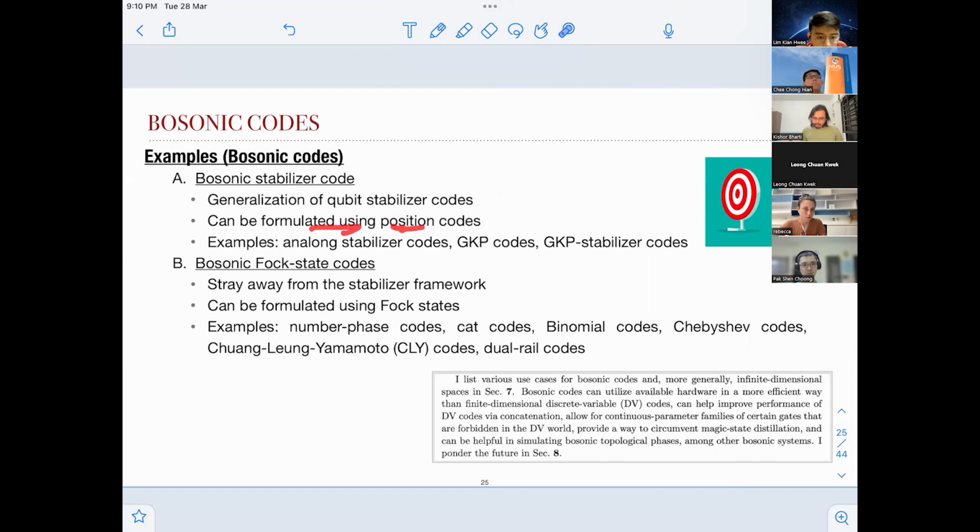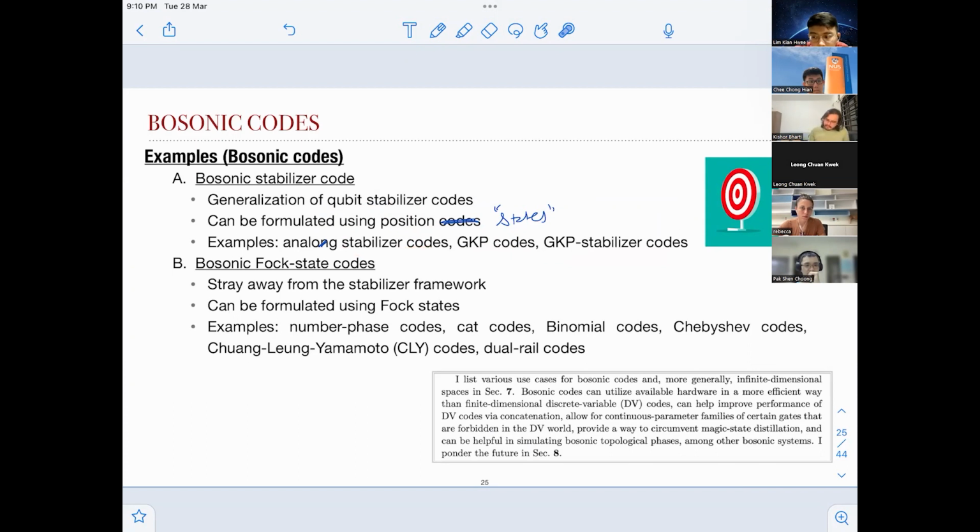This can be formulated using position states, and the examples of these are analog stabilizer codes, GKP codes, and GKP stabilizer codes.